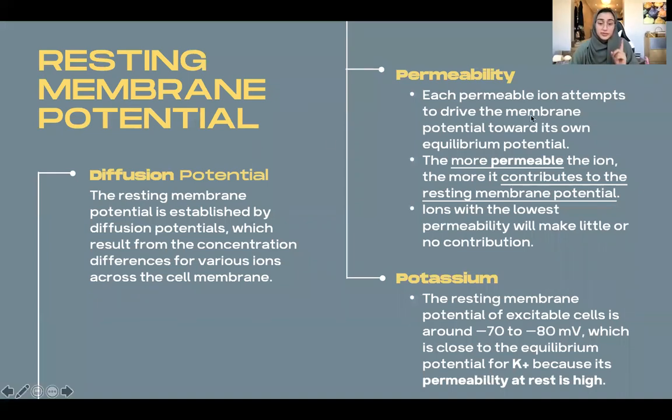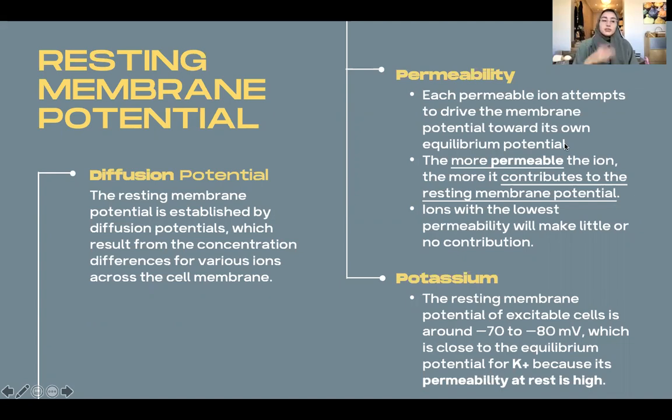The second part of the equation is permeability, and this is very important, so I want you guys to keep this in mind. Permeability basically means whether the ion is able to cross or not. We can consider this as conductance: the more easily you're able to conduct, the more ion channels you have in the cell membrane. Each permeable ion attempts to drive the membrane potential towards its own equilibrium potential. Okay, so that makes sense.